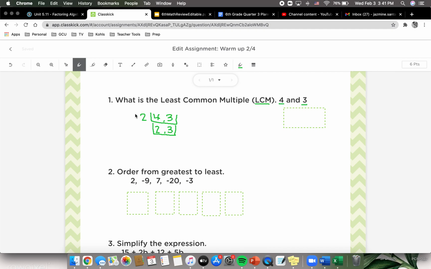So what we're going to do is take our 2 right here, our 2 right here, and our 3 right here, because it's factored as low as it can go, and we're going to do 2 times 2 times 3. 2 times 2 equals 4, times 3 equals 12. So our least common multiple is 12.